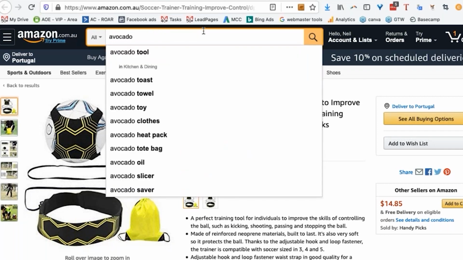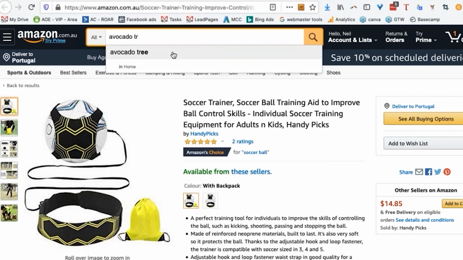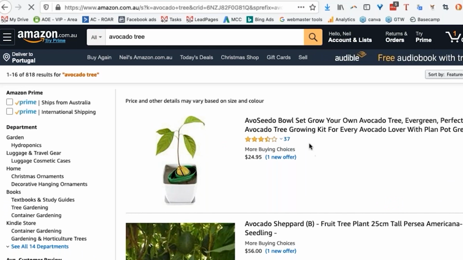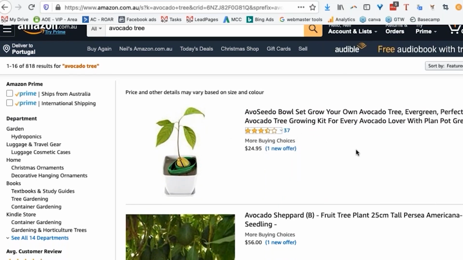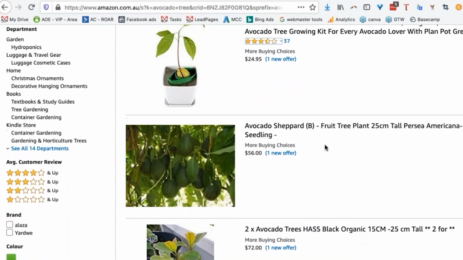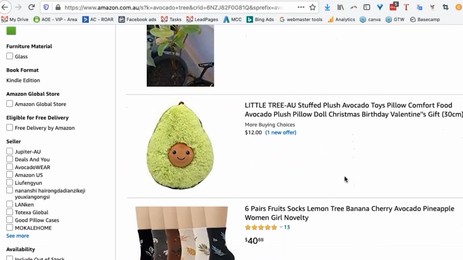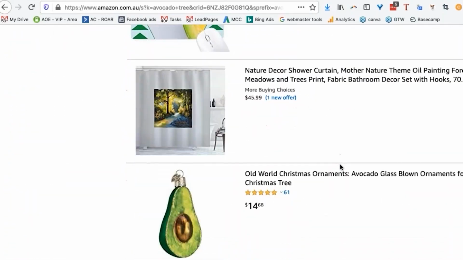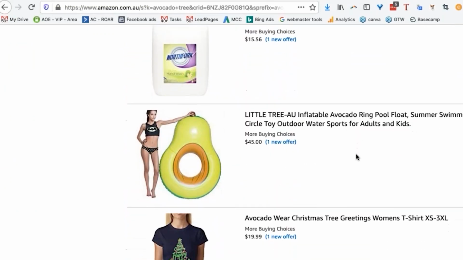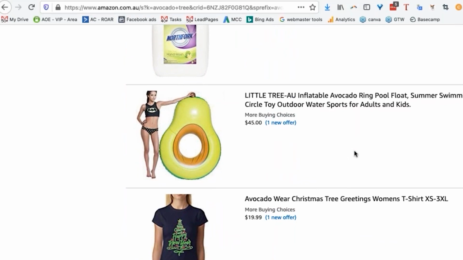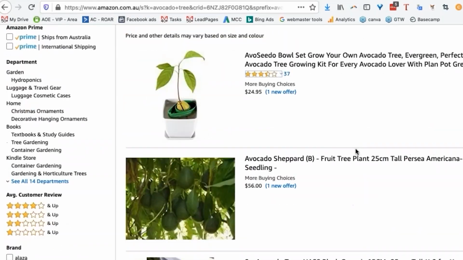So, what does it say here? Avocado tree. Avocado bowl set. Grow your own avocado tree. Interesting. 37 reviews already. Well, that's pretty cool. Avocado fruit tree seedling. Okay, so there's actually only one result for that. Kajome Springs. What the hell is that? That's just nuts.